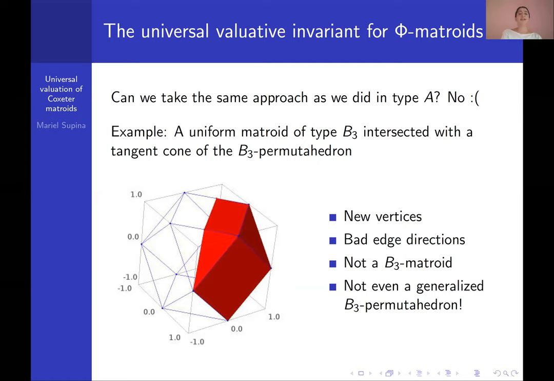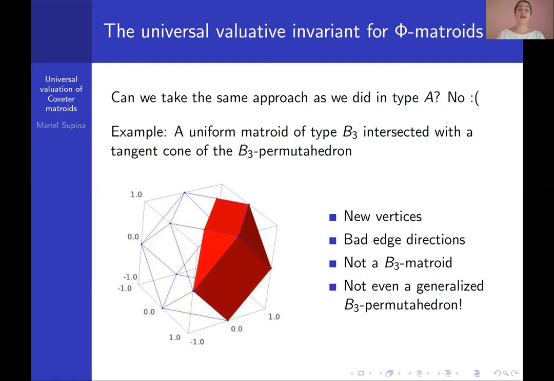You can see that this is pretty bad because there are new vertices that were not in the uniform matroid, like the two on the square face on the top. You also get bad edge directions. The one in the front that splits this triangle has an edge direction that is not in the type B3 root system. That means this red polytope is not a B3 matroid, and it's not even a generalized B3 permutahedron.